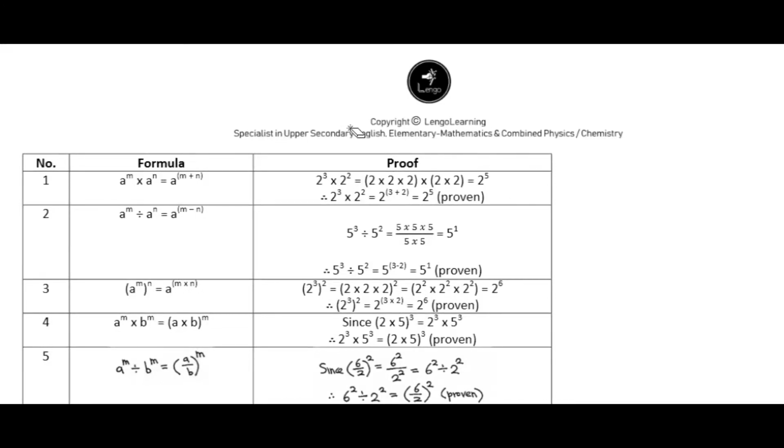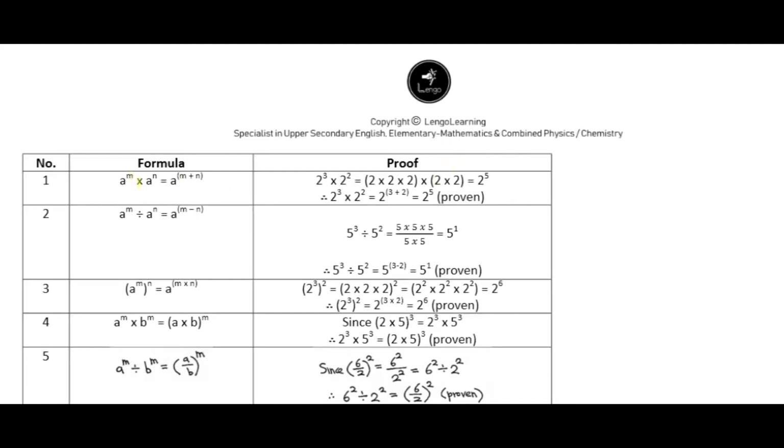Okay, now I'll be going in depth into how you actually prove these formulas. Hopefully, if you cannot remember the formulas in the exams, you will be able to derive them on your own, using just some logical steps. Alright, so let's look at the first formula.